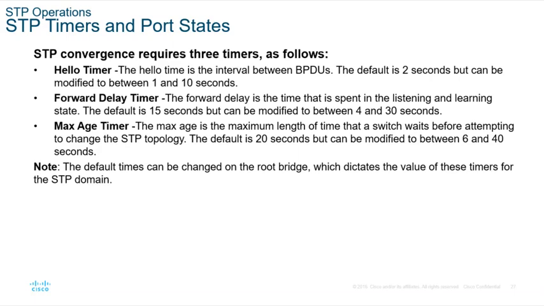Then the forwarding delay. The forwarding delay is the time spent in the listening and learning states. It has to listen and then start learning. The time interval default is 15 seconds, but it can be modified between 4 and 30 seconds. You cannot alter it to be below the stated range, maybe like 3, because if you set 3, then automatically it's going to create loops.